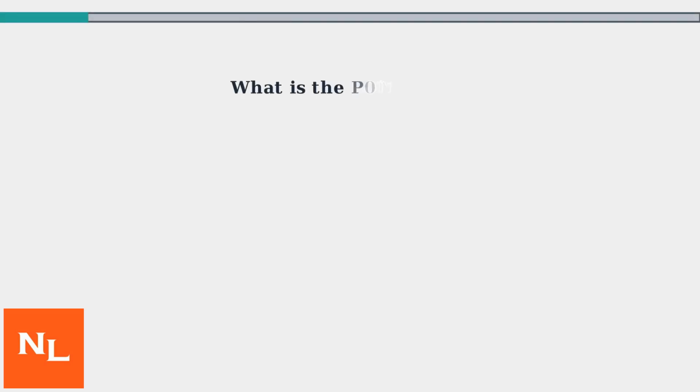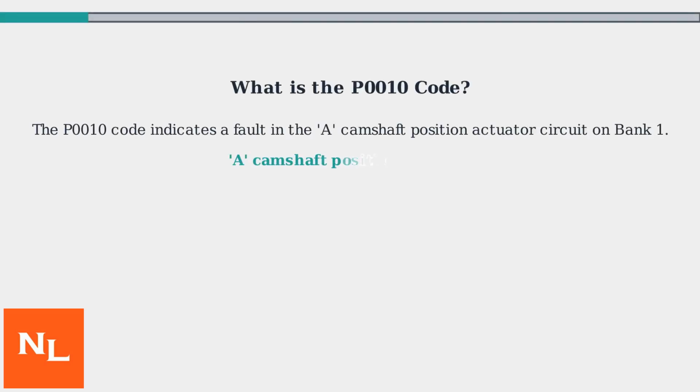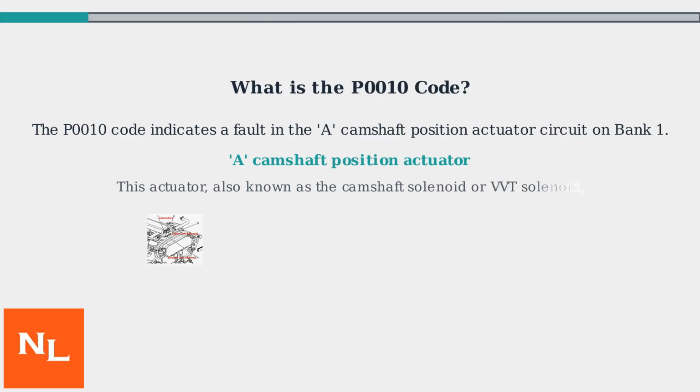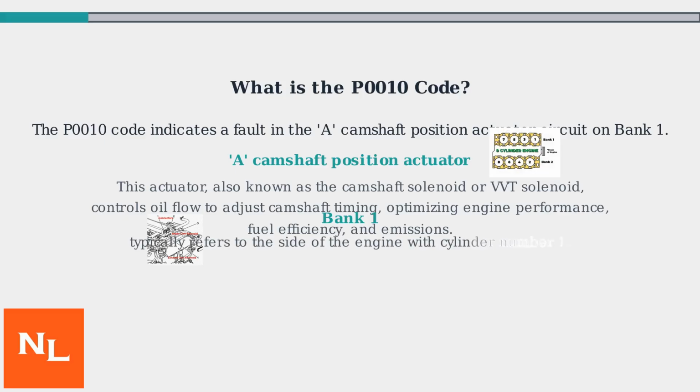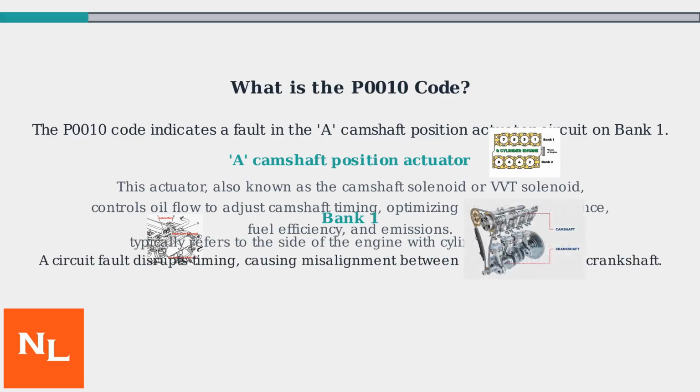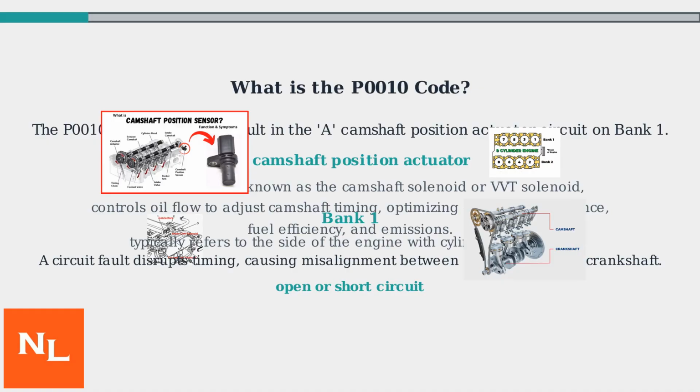The P0010 code indicates a fault in the A camshaft position actuator circuit on bank 1. This actuator, also known as the camshaft solenoid or VVT solenoid, controls oil flow to adjust camshaft timing, optimizing engine performance, fuel efficiency, and emissions.